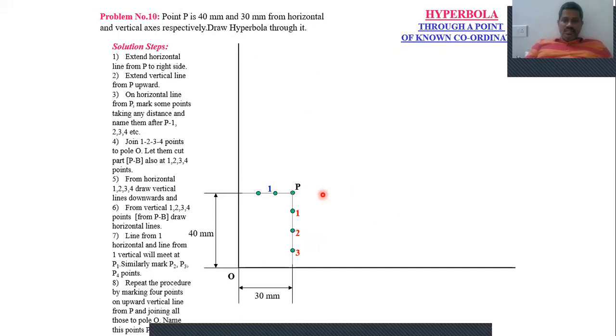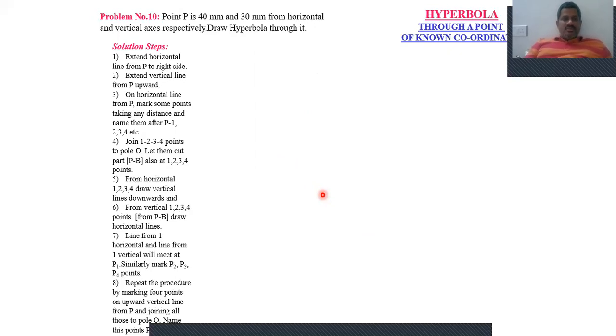I go back to C. Then we have point P. So I read out the problem. Point P is 50 mm and 30 mm from horizontal and vertical axis respectively. Okay, but in this case, please make a correction. 40 is along y-axis and 30 is along x-axis. Then I move forward to draw a hyperbola which must pass through this point.